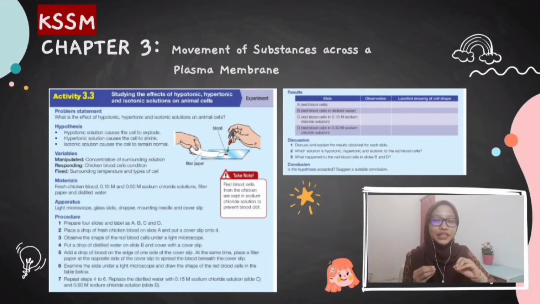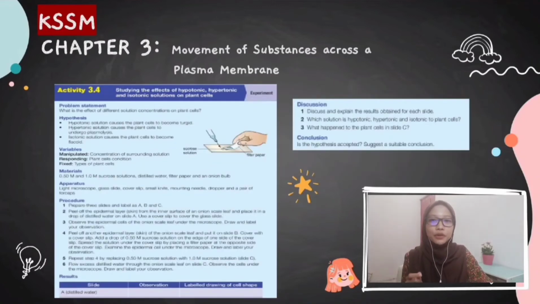It is very interesting as students can observe how the animal cells are in the form of normal, shrunk and also burst state due to the process of hemolysis and crenation. Next, Activity 3.4 is about the same as Activity 3.3.